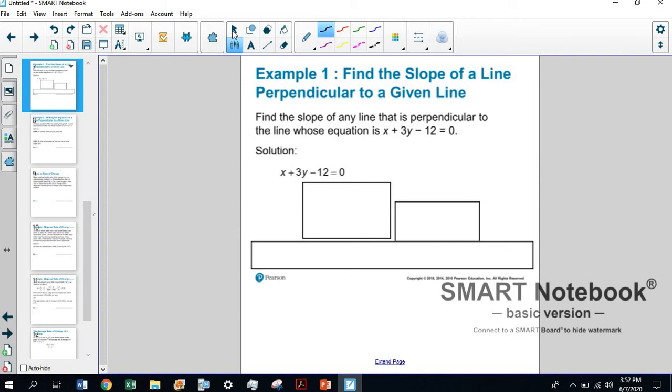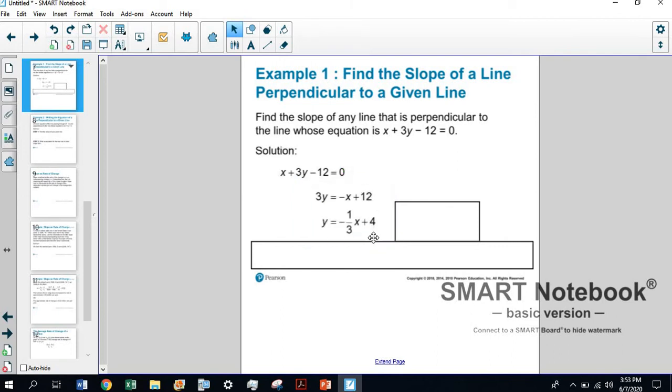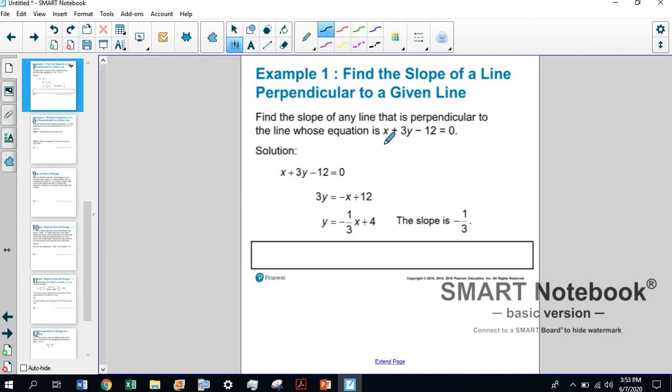You have to solve this for y so you can find your slope. So just like last time when I didn't have it solved for y, I need to solve for y: add 12 to both sides, subtract x from both sides, and then divide everything by 3, and you get negative 1/3 x plus 4. 12 divided by 4 is 3. And so that tells me that the slope of the given line, this guy, is negative 1/3.